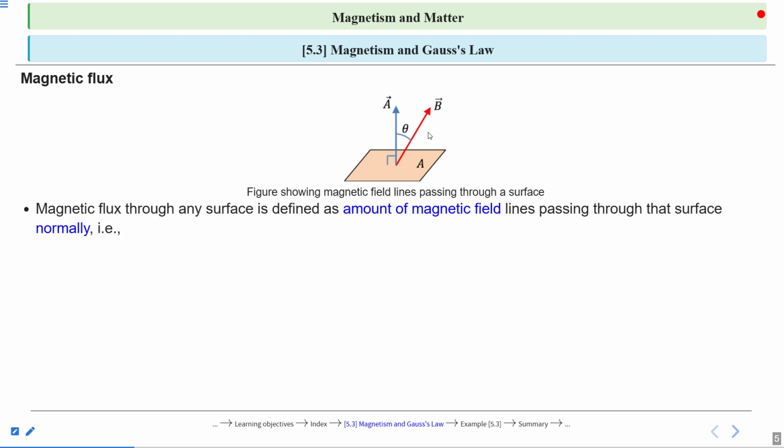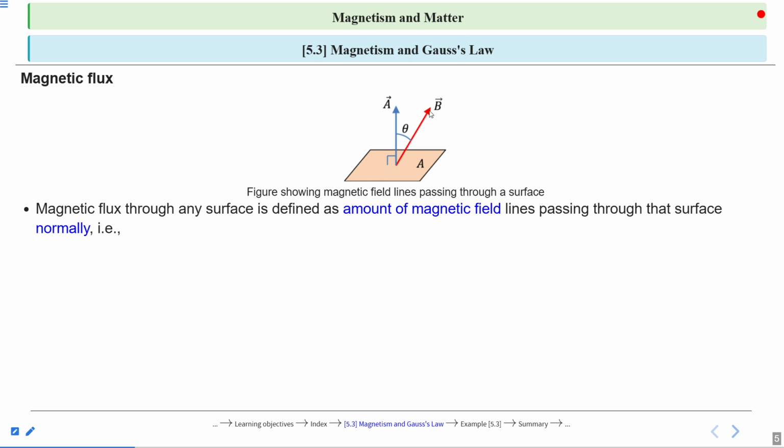Okay, so magnetic flux through any surface is defined as the amount of magnetic field lines passing through that surface normally. Now you have to give your attention to this word normally. What does normally mean? It means that the component of magnetic field that is along this area vector will be considered. So according to the definition, before we come to the mathematical part, it is the amount of magnetic field lines passing through the surface normally.